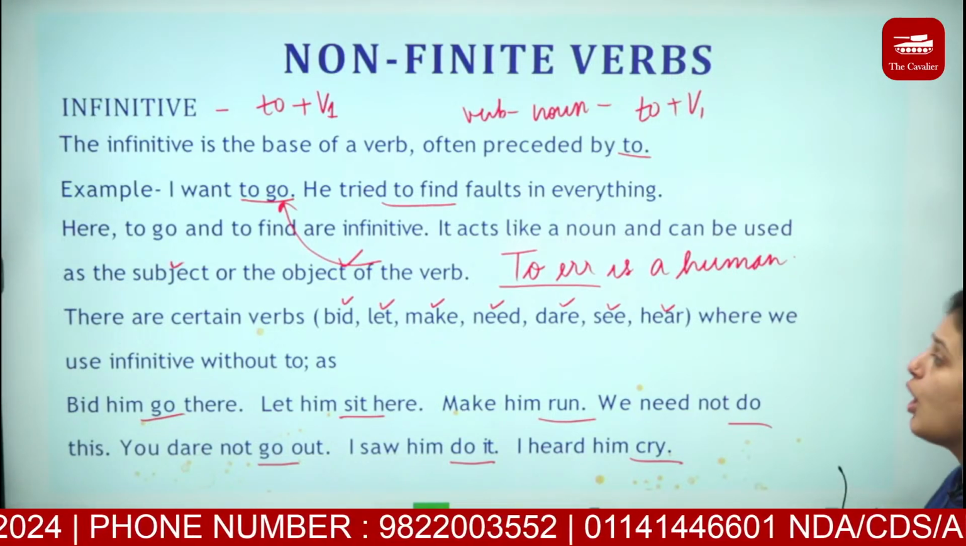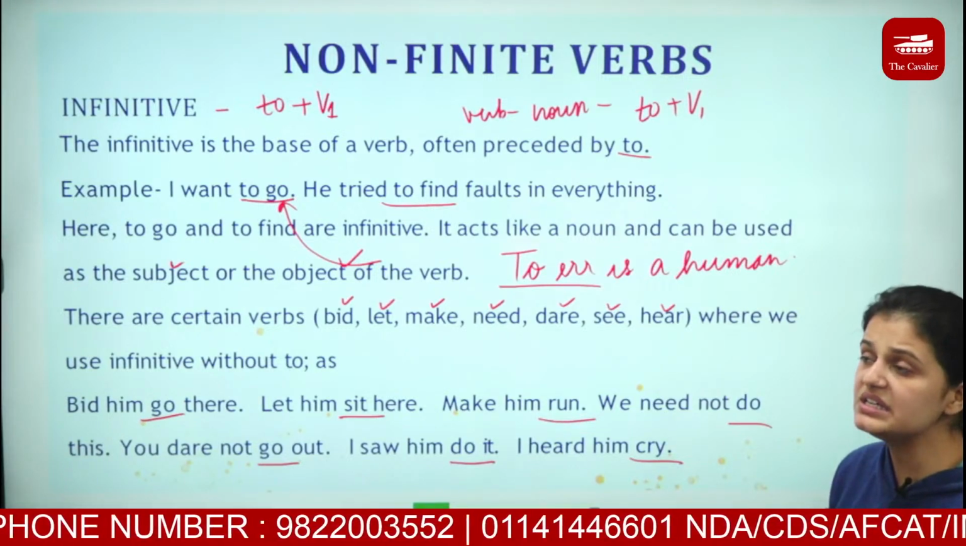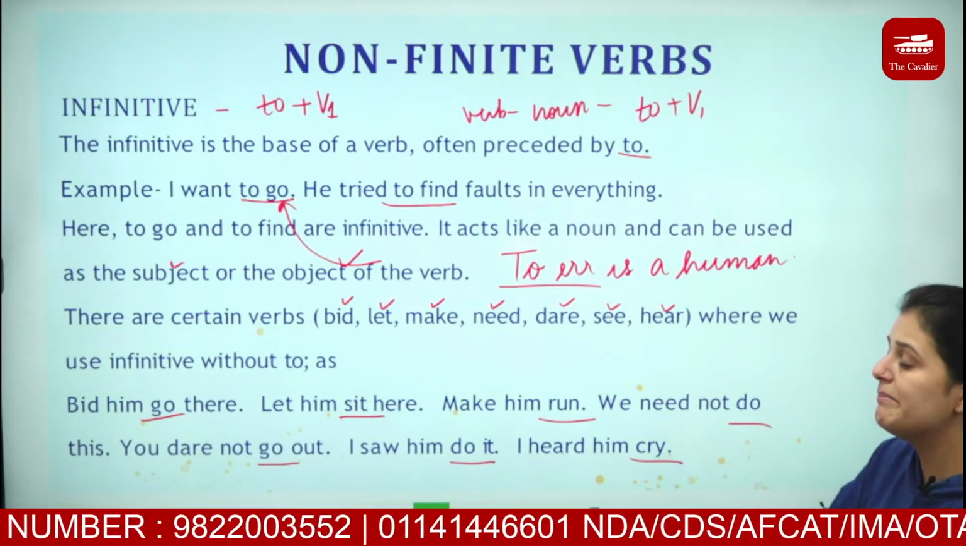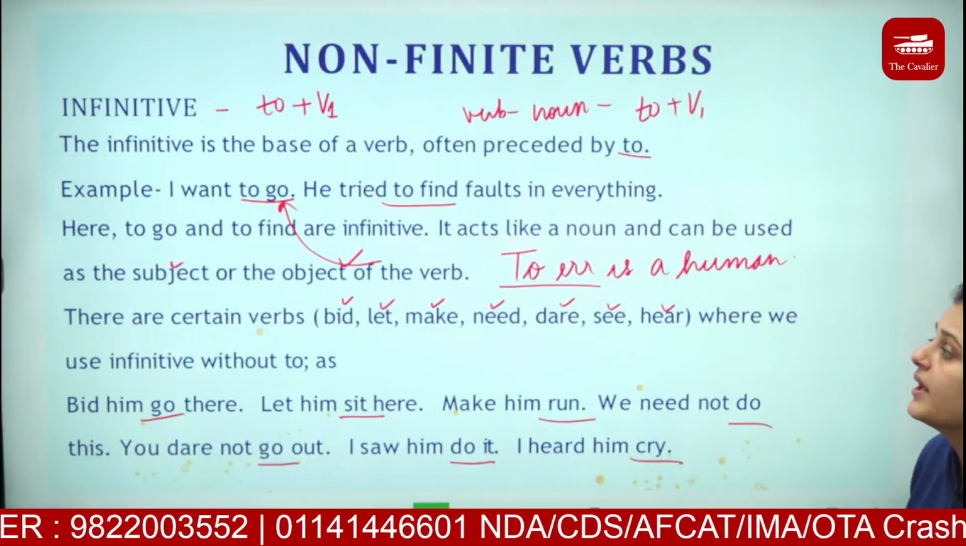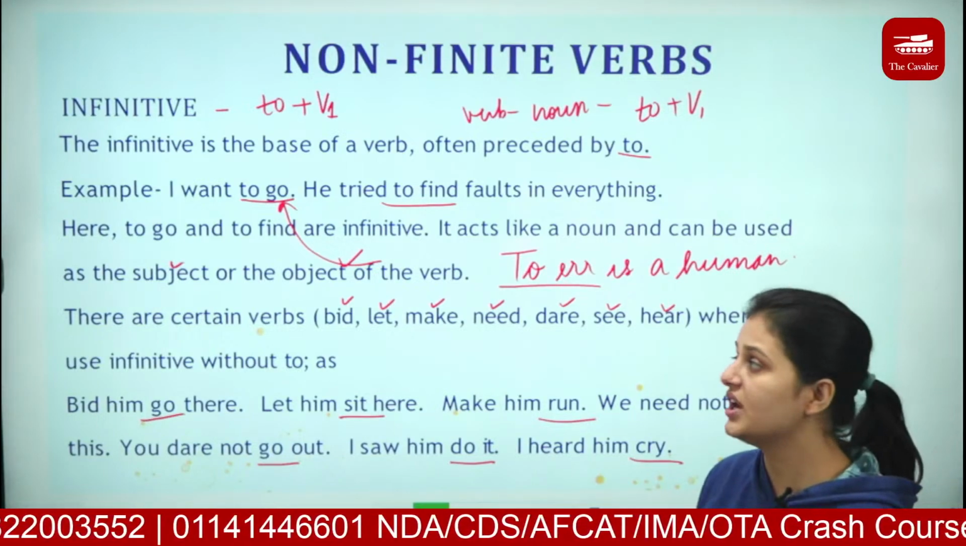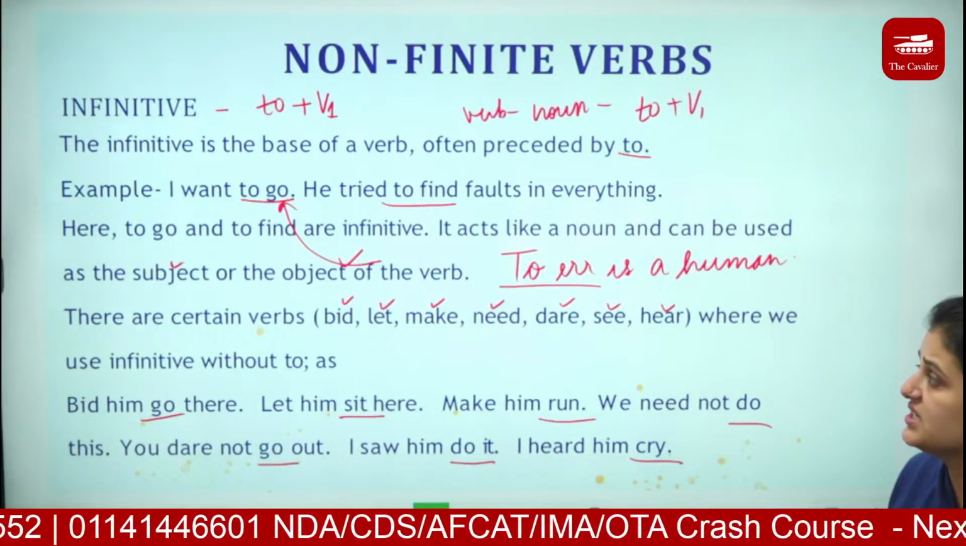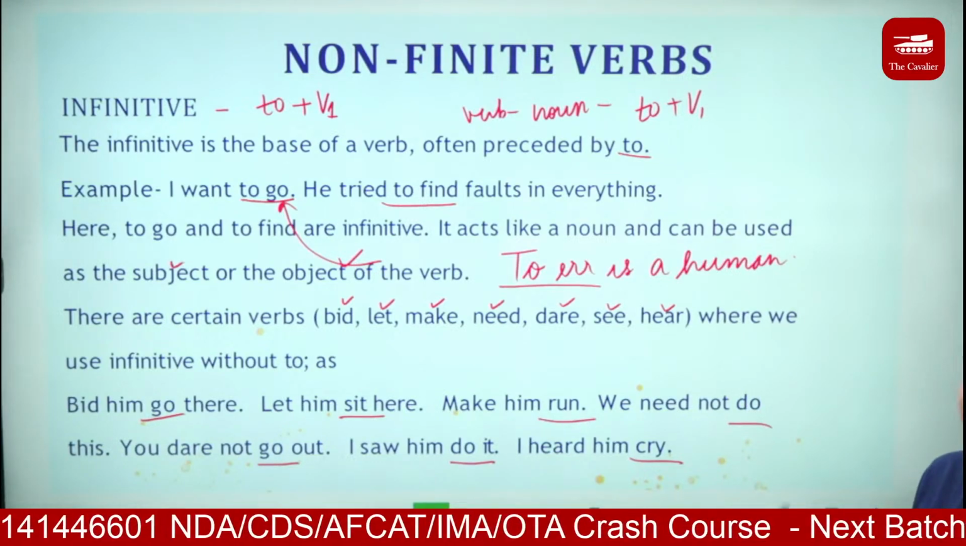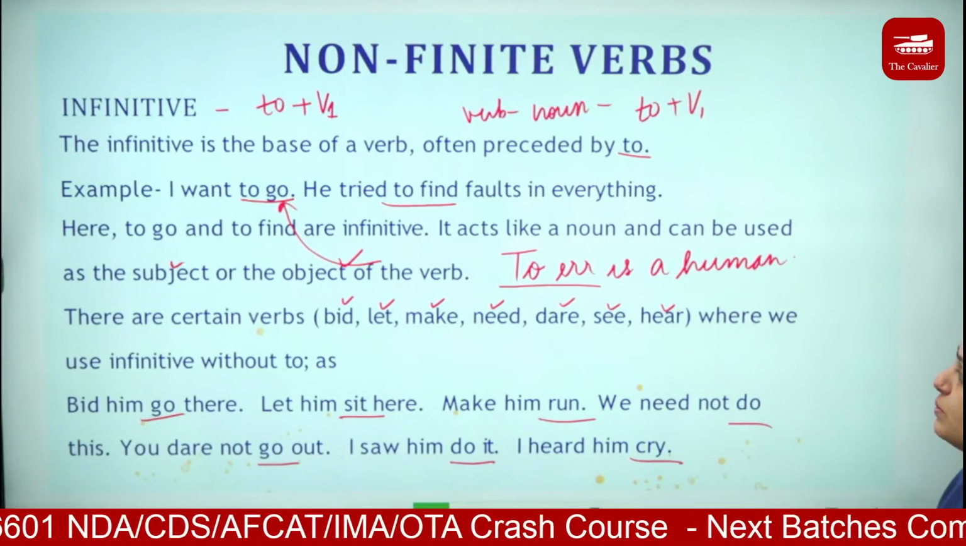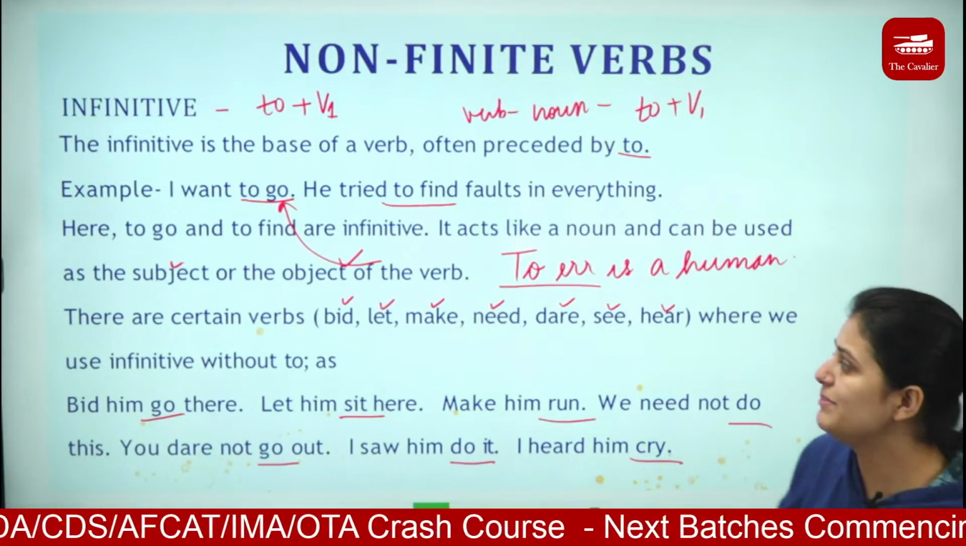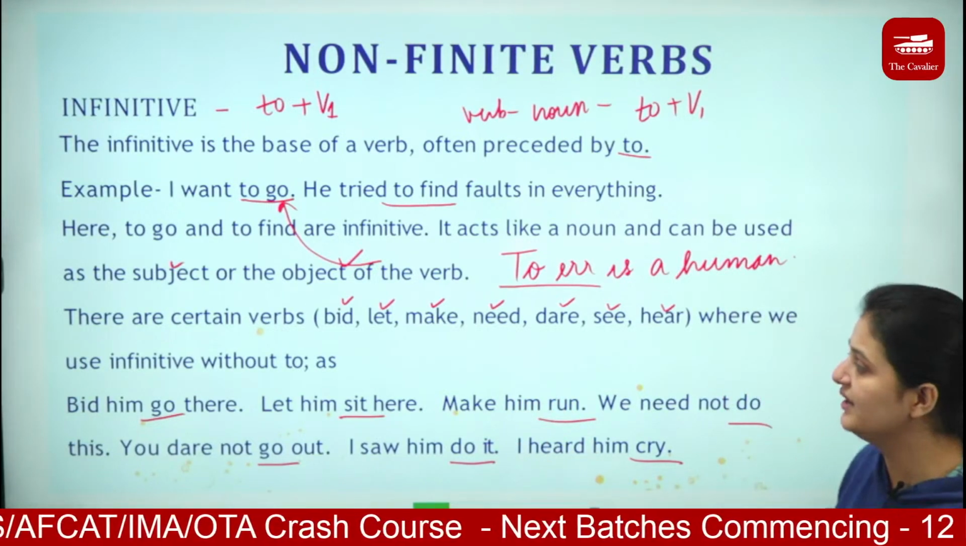Okay, so non-finite verb deals with the multifunctionality of the verb. The first categorization, infinitive, is when we are using the base of the verb preceded by to. For example, I want to go, he tried to find faults.